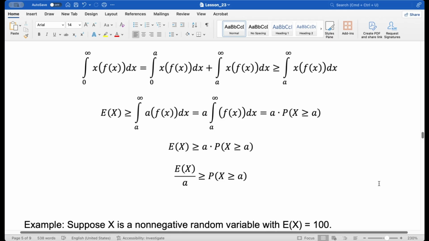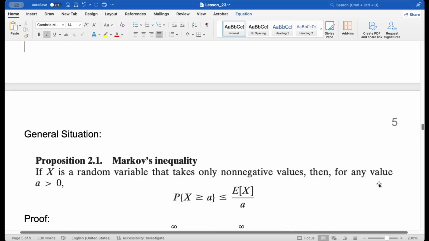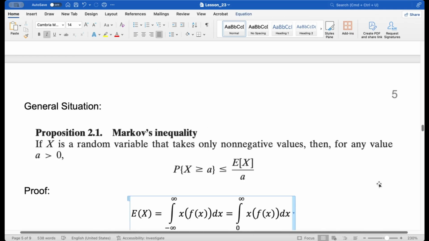Which, again, we don't get an exact value. We get a bound here, but without knowing much about this setup, all we really know is that the random variable takes only non-negative values and that we would have to know the mean.